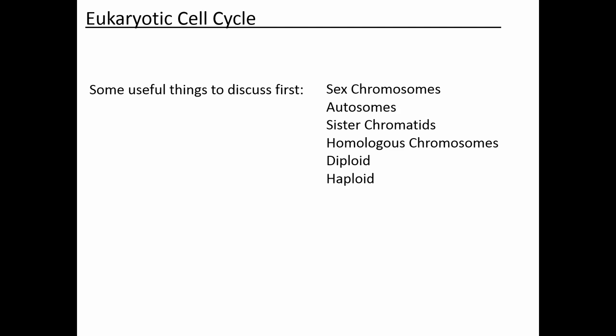This relates to what we're going to talk about now, because a diploid cell or a diploid organism refers to having 2 sets of chromosomes. So if I say a diploid cell, that cell has 2 sets of chromosomes in it. A haploid cell refers to having 1 set of chromosomes. So a haploid cell has 1 set of chromosomes.